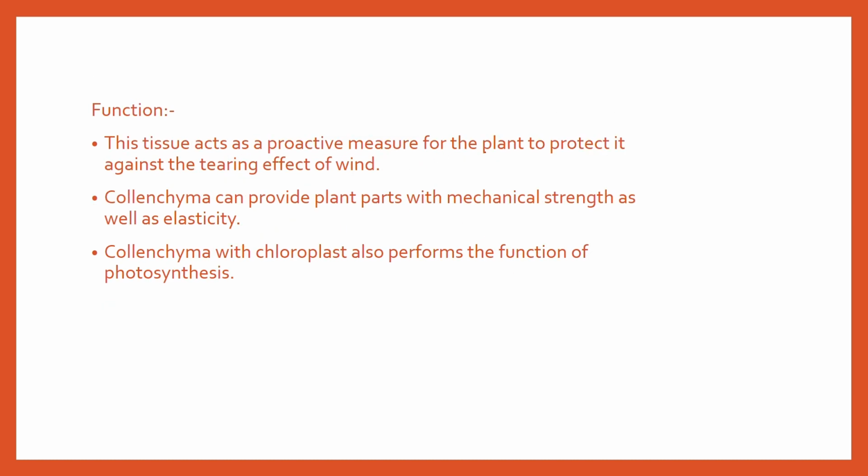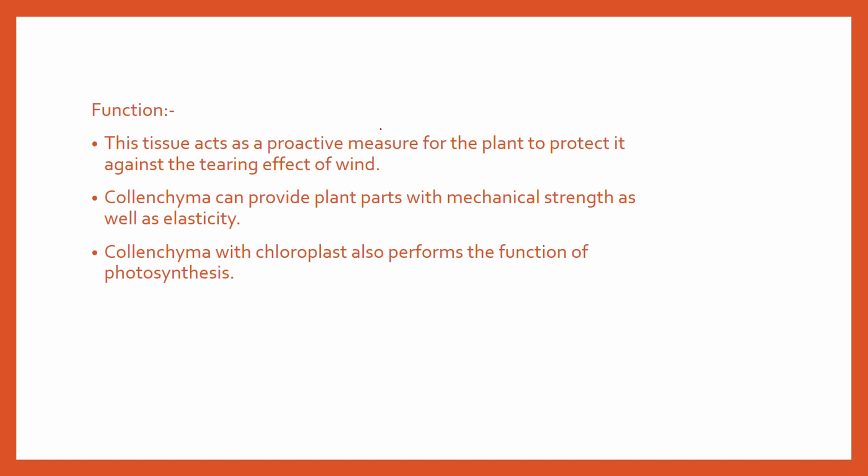So the functions of collenchyma tissue are: this tissue acts as a protective measure for the plant against the tearing effect of wind. Collenchyma can provide plant parts with mechanical strength as well as elasticity. Collenchyma with chloroplast also performs the function of photosynthesis. So this tissue mainly helps the plant to provide elasticity and mechanical support, like if there is high wind pressure, the plant may not fall due to the collenchyma tissue.